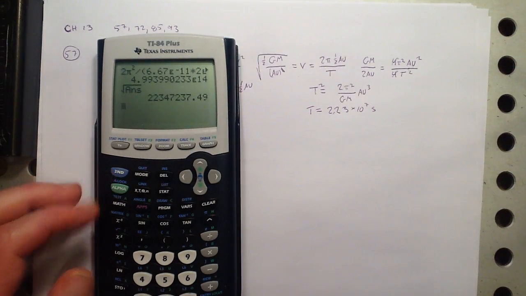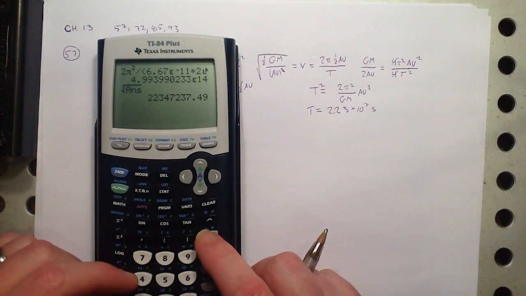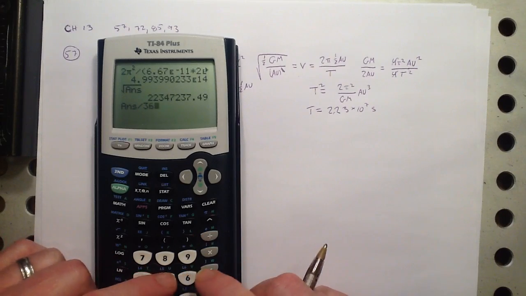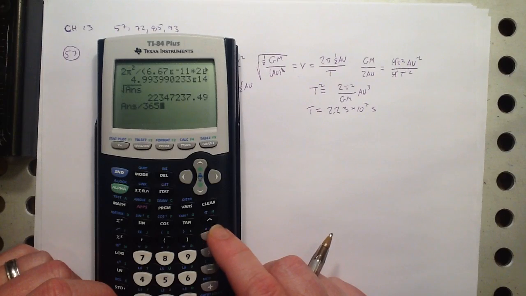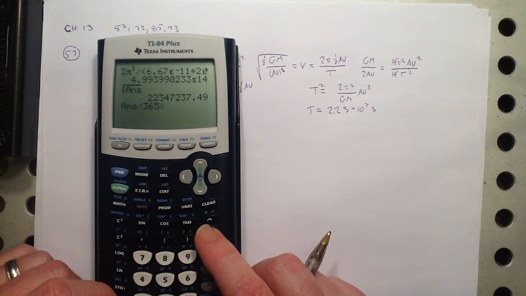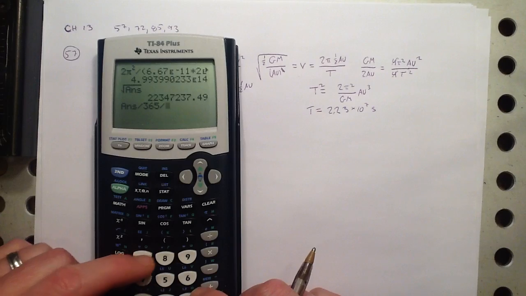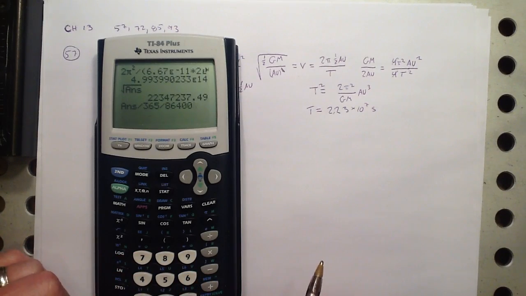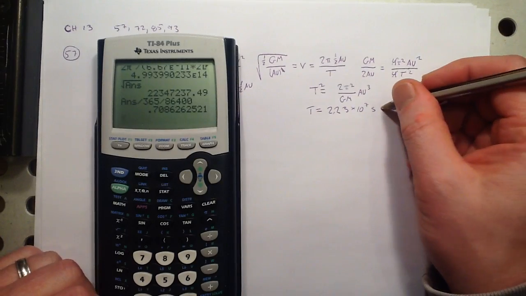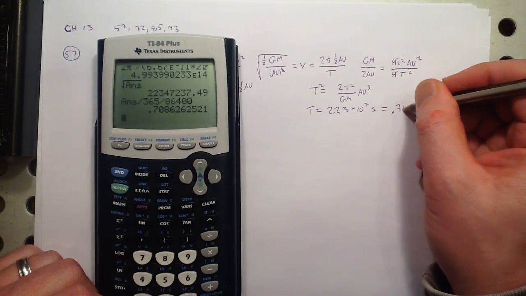And then if I want to change that to years, I have to divide by 365 days, and divide by, in each day there's 86,400 seconds. That's about 0.71 years.